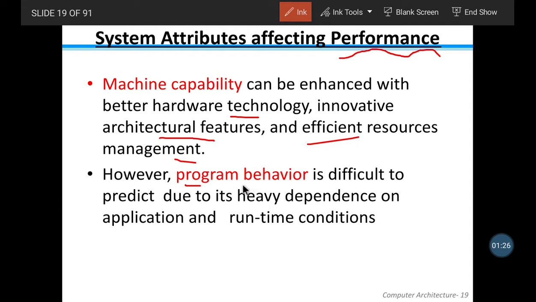But however, program behavior is difficult to predict due to its heavy dependence on the application, which type of application we are running, and also the input, what runtime conditions, like what inputs we are getting at runtime. So that will affect the program behavior. Okay, so these are the two important system attributes that are affecting the performance.